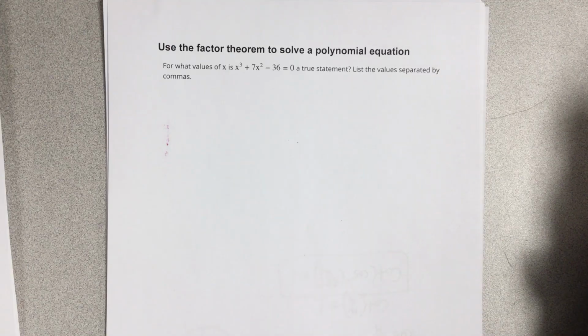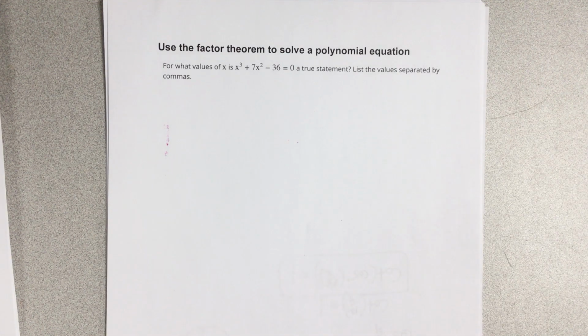In this video, we're going to use the factor theorem to solve a polynomial equation. It says, for what values of x is x cubed plus 7x squared minus 36 equal to 0 a true statement? List the values separated by commas.